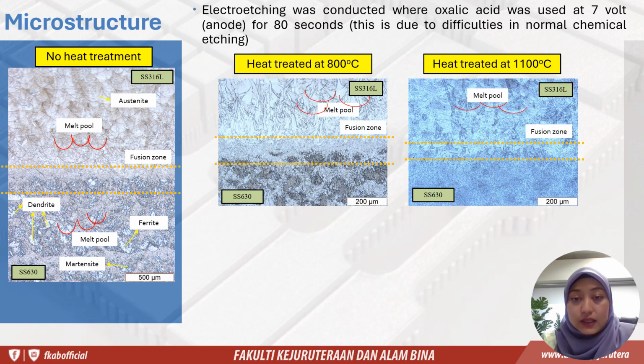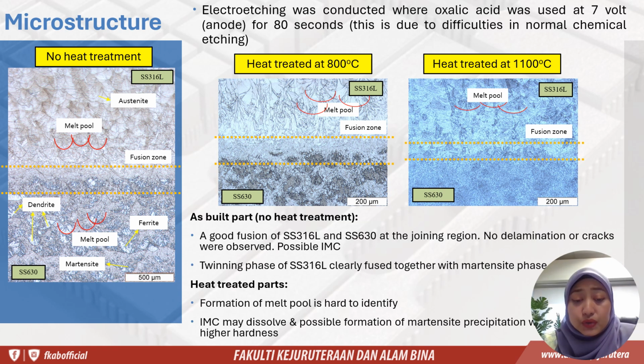Based on the microstructure analysis, electroetching was conducted using oxalic acid at 7 volts for 80 seconds due to difficulty with normal chemical etching. We can see a good fusion of 316L and 630 at the joining region. No delamination or cracks were observed, so we can rule out possible intermetallic compound, IMC. The twinning phase of 316L clearly fused together with the martensitic phase. For the heat-treated part, on the right side here, the formation of melt pools is a bit hard to identify, and we can say that IMC may dissolve, with possible formation of martensitic precipitation due to the higher hardness.